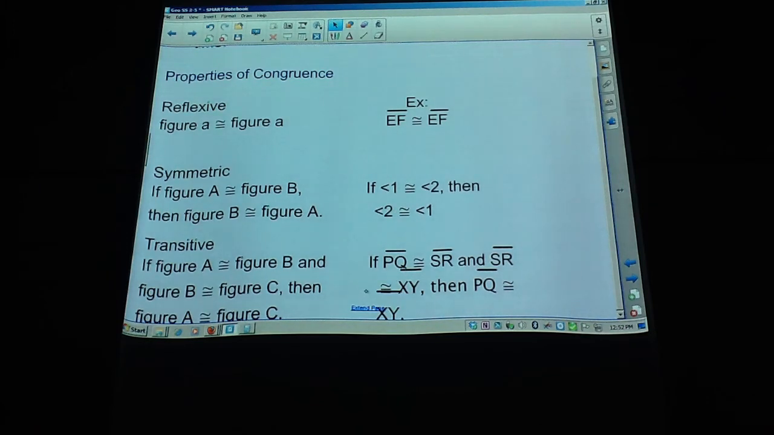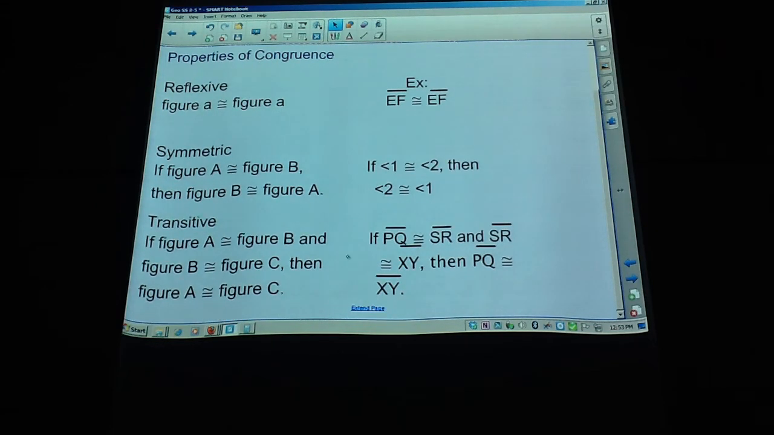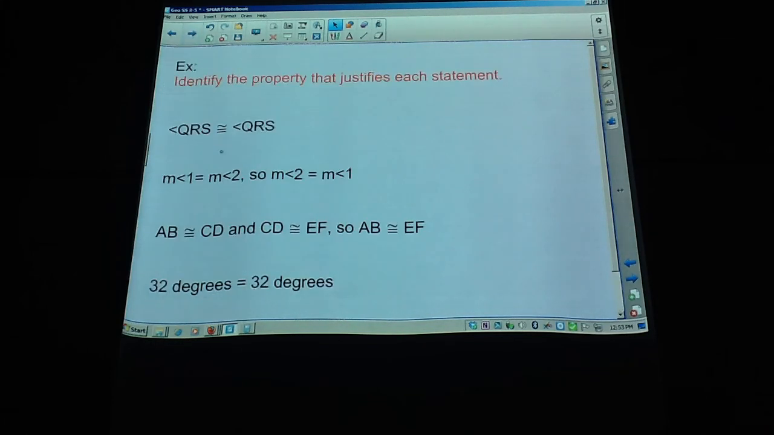And then we also have the transitive property of congruence. Remember, of congruence means that we're dealing with figures. So we have, if segment PQ is congruent with segment SR, and segment SR is congruent with segment XY, then segment PQ would have to be congruent with segment XY. Looks like I could maybe move that down just a touch. There we go, looks a little bit better. So if you need to write those down, go ahead and pause it, write those down, so you can use them in later items here.